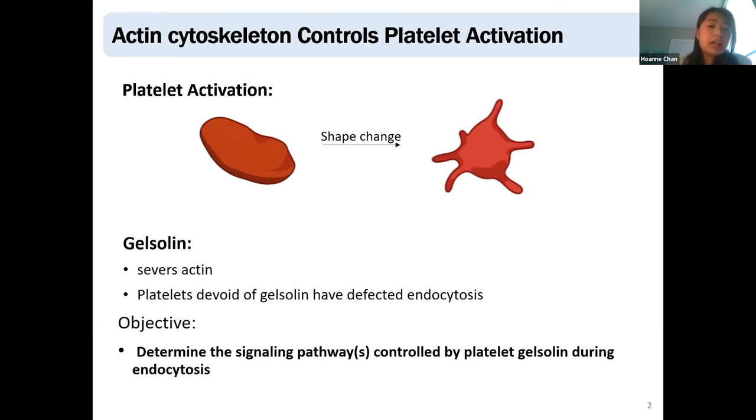So previously, our lab has discovered that the lack of gelsolin, which is an actin-severing protein, is associated with altered platelet functions. Specifically, the endocytosis uptake has been compromised. However, we don't know exactly how the actin cytoskeleton controls platelet activation, so my project aims to understand the signaling pathways controlled by gelsolin during platelet endocytosis. Next slide, please.